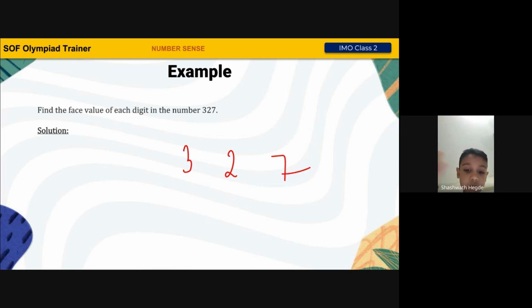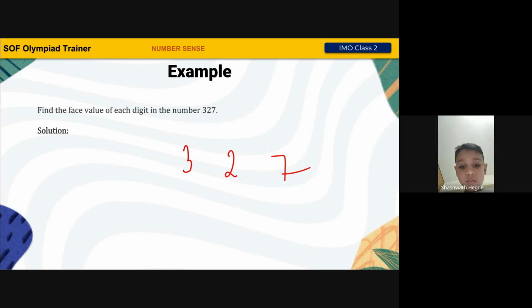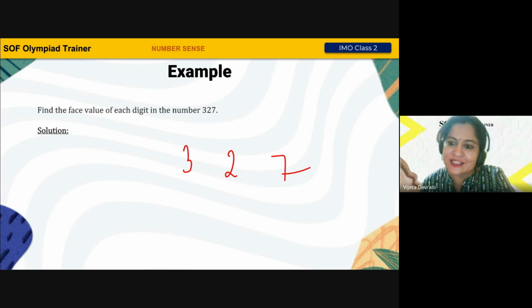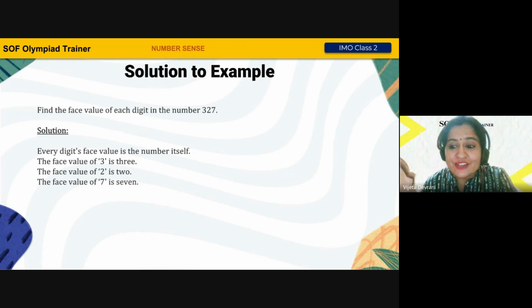I hope this is clear. So you know the face value of every digit in a number is the digit only. We don't need to do anything, just write down the value. The face value of 3 is 3, the face value of 2 is 2, and the face value of 7 is 7. That means the number itself.